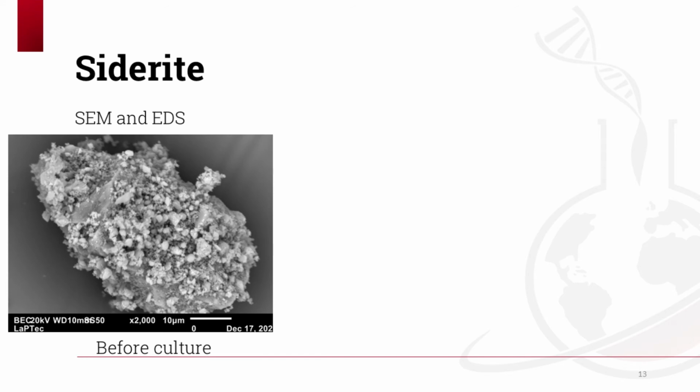First, the siderite. On the left, one can see an SEM image of a typical grain of the mineral before the experiment. A large piece is covered by smaller and sharper grains broken during the mineral grinding. Unfortunately, the siderite was almost completely dissolved in the abiotic assay.